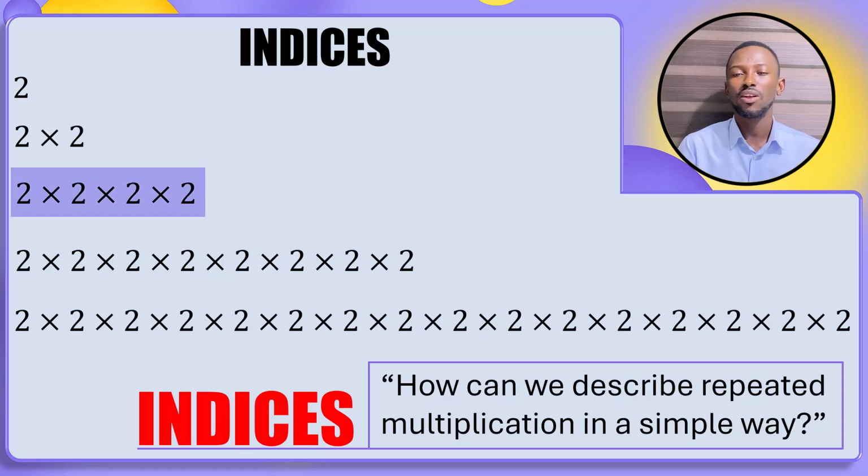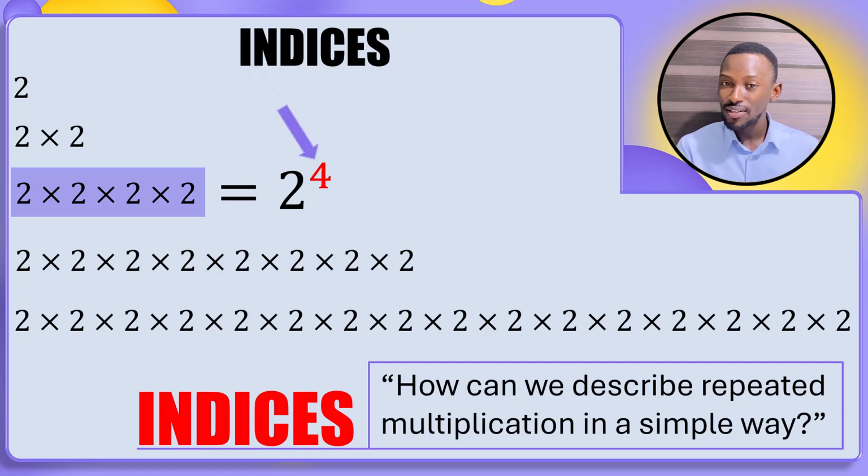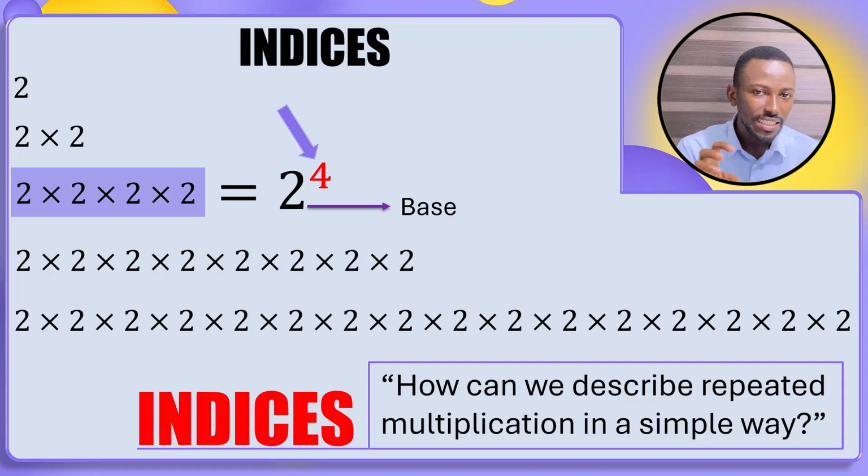So for example, instead of writing 2 times 2 times 2 times 2, or 2 times itself 4 times, mathematicians just decided to write 2 to the power 4. It means 2 is multiplied by itself 4 times. That's basically what it means. The 2 in this example is known as the base number, or the factor that you are using to multiply by itself.